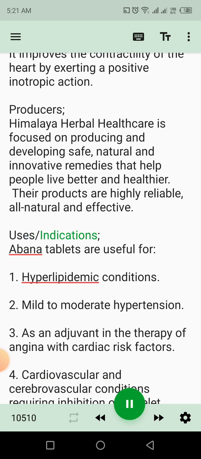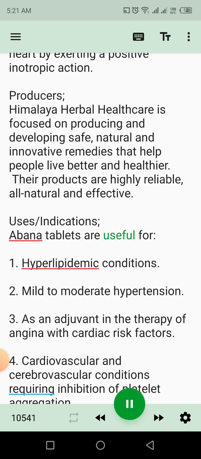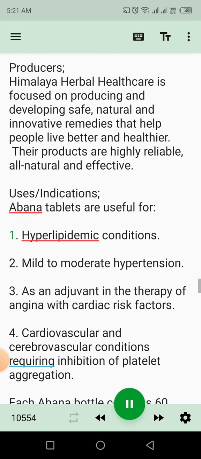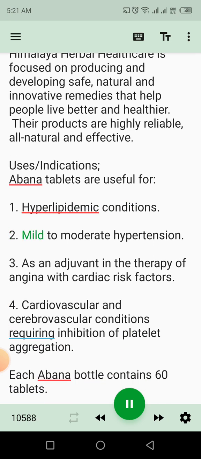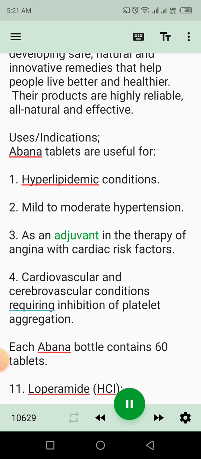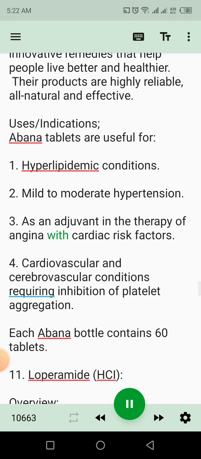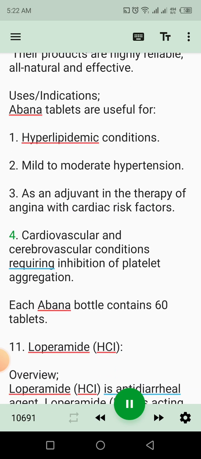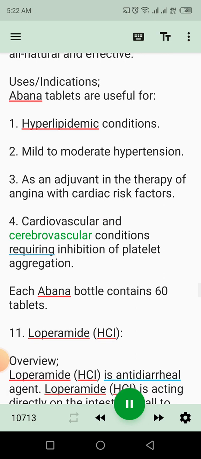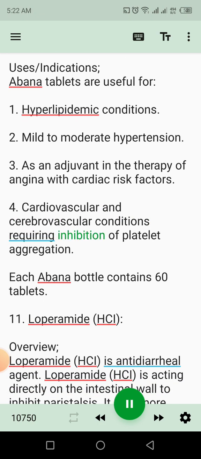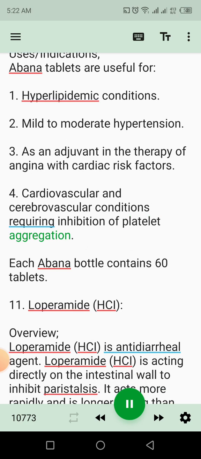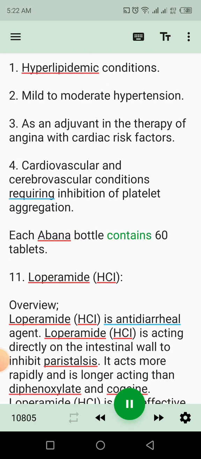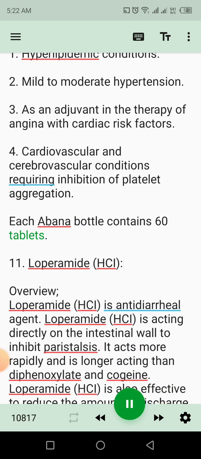Uses. Indications. Abana tablets are useful for 1. Hyperlipidemic conditions. 2. Mild to moderate hypertension. 3. As an adjuvant in the therapy of angina with cardiac risk factors. 4. Cardiovascular and cerebrovascular conditions requiring inhibition of platelet aggregation. Each Abana bottle contains 60 tablets.